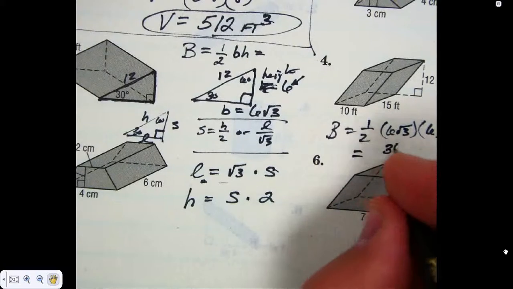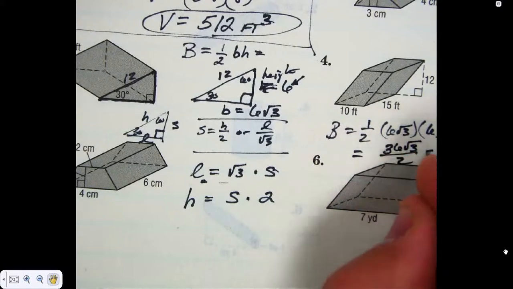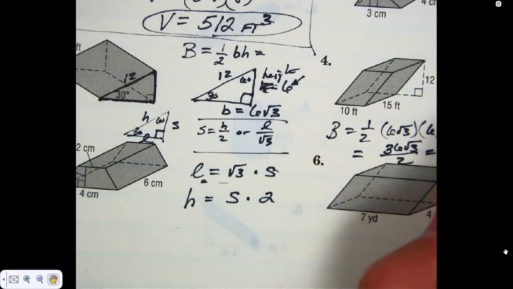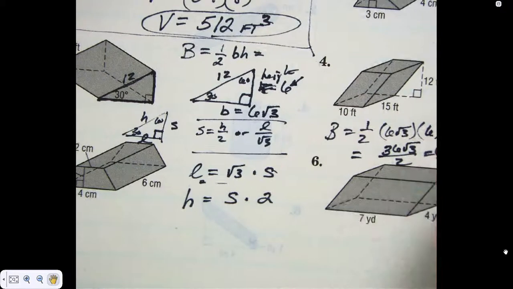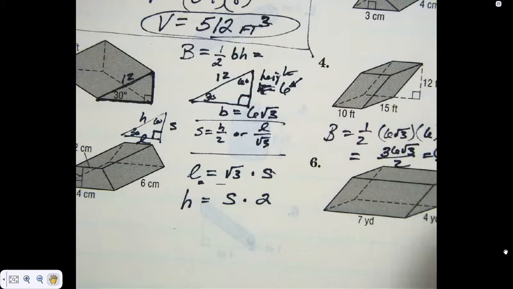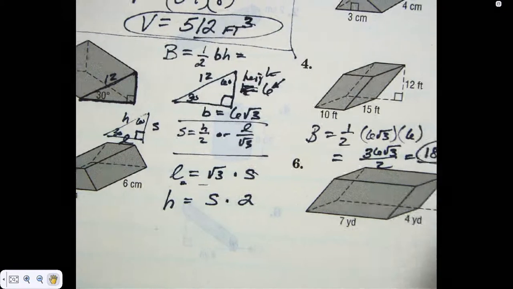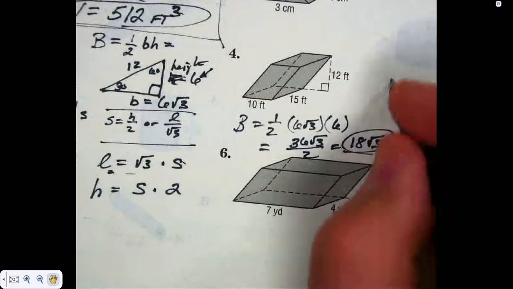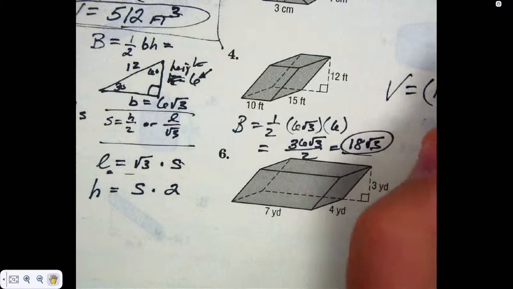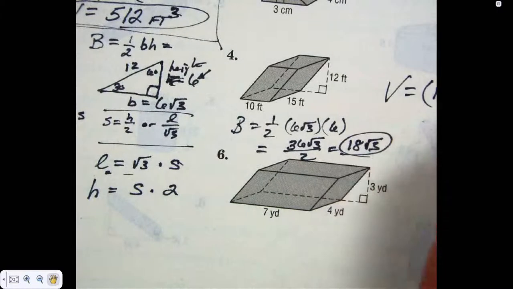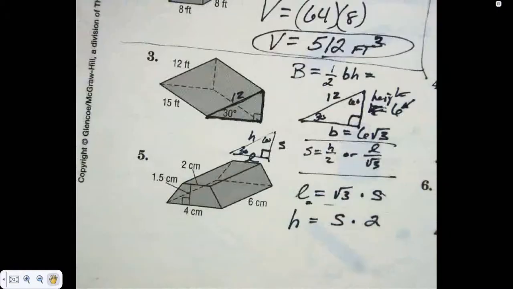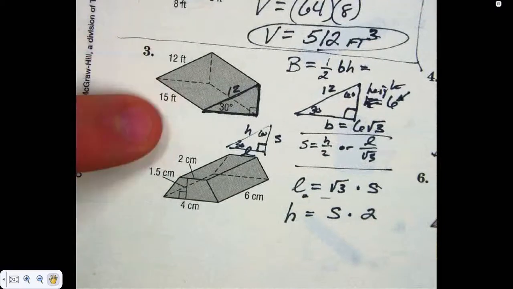You basically get 36 square roots of 3 over 2, which is 18 square roots of 3. They probably want you to round. So to find the volume, I'm going to take whatever B was, which is 18 square roots of 3, and then multiply it times the height. What is the height of the prism?